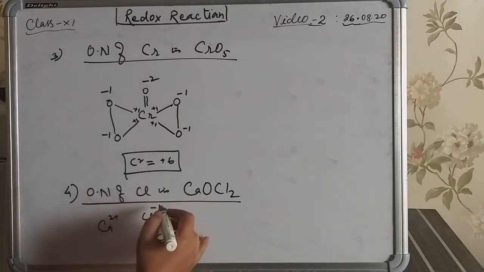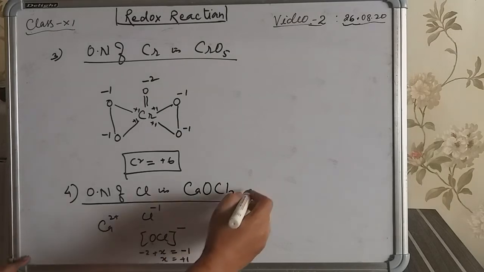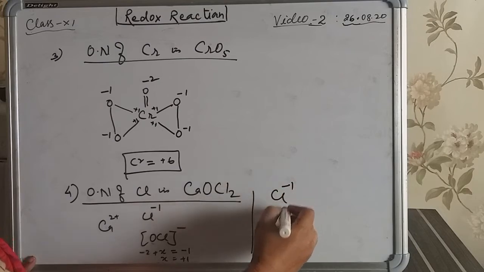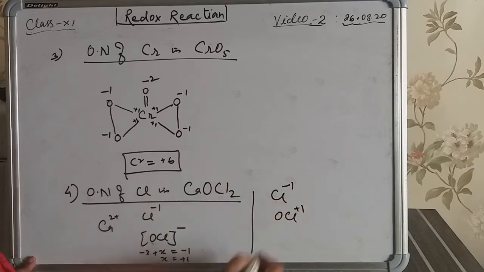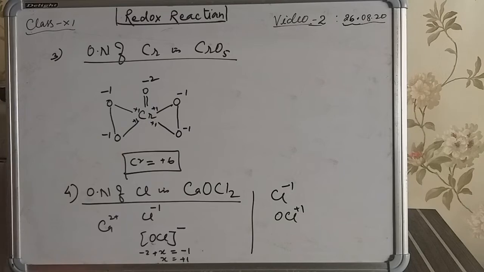In calcium oxychloride there are 2 chlorine, one acquires -1 charge and the other chlorine acquires +1 charge. So we can write chlorine -1 charge and OCl +1 charge. It is known as the hypochlorite ion. Find out the oxidation number of the many species given in your NCERT book. Let's discuss the balancing of redox reactions.